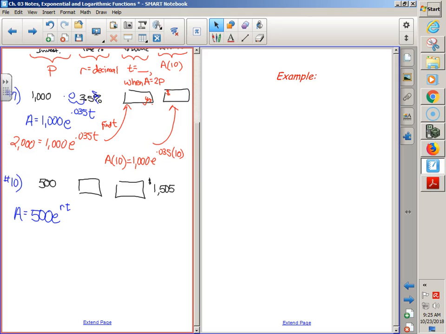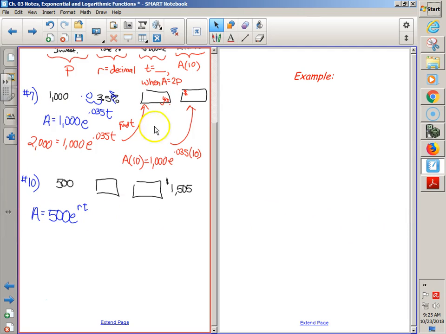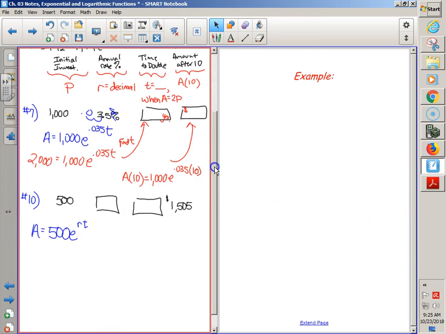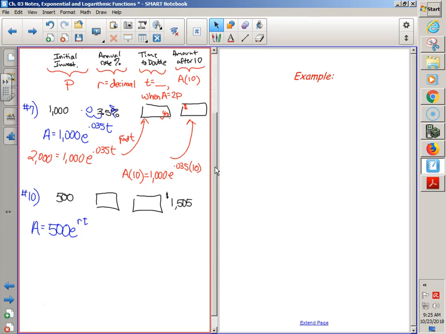But wait a minute. I know more than 500, don't I? What else do I know besides 500? Okay, yeah, I know the 1505. So let's go ahead and apply this formula. Don't touch it, because this is what we need to be plugging in. We know that this is after 10 years, right? So can't we say that A of 10 is equal to 1505, which equals P, oh wait, we know P. P is 500. E to the, oh, we don't know R. Oh, but we do know T.